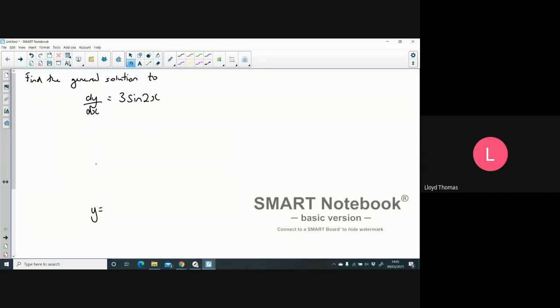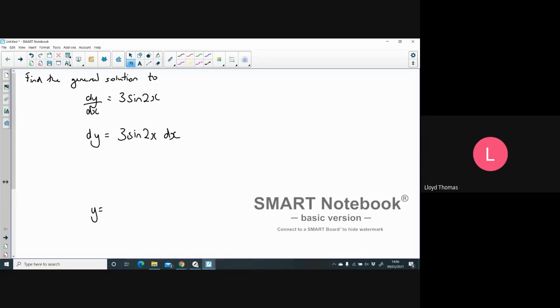So first thing, I'm going to move this dx to the other side. So I'm going to start by saying dy equals 3 sine 2x dx. Okay. Now, what I've done there is I've just rearranged to get the dx on the same side as the x. Now, remember, I wanted to get to y.